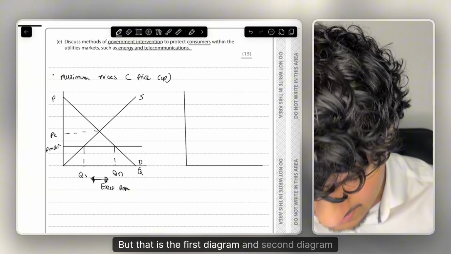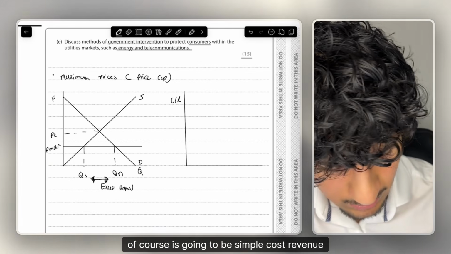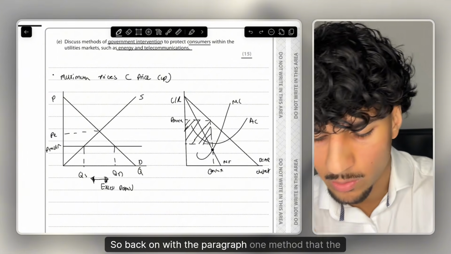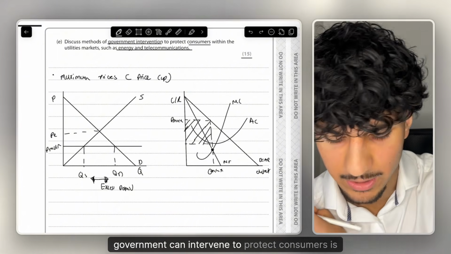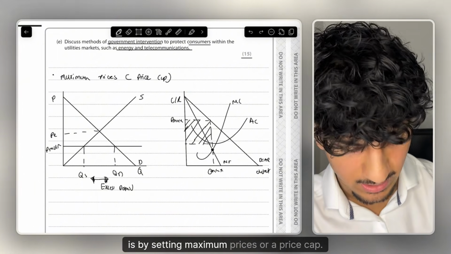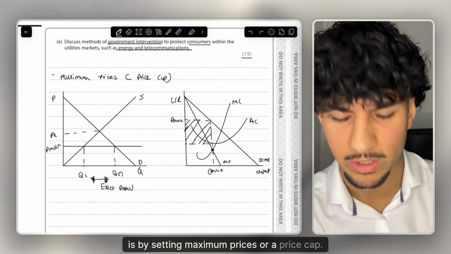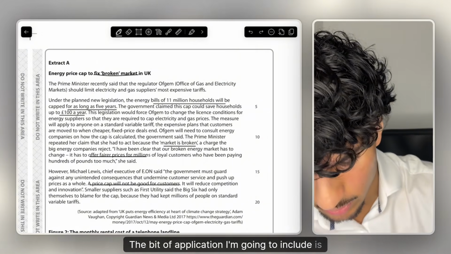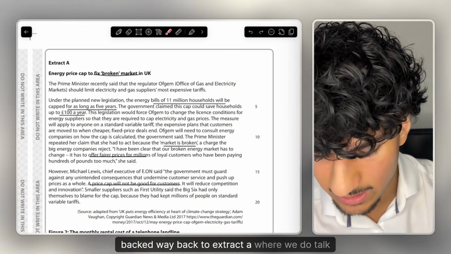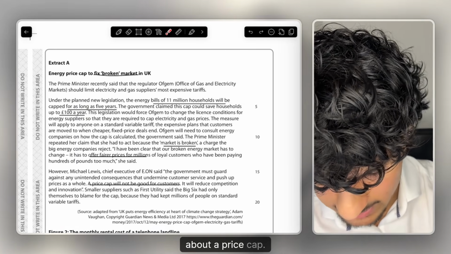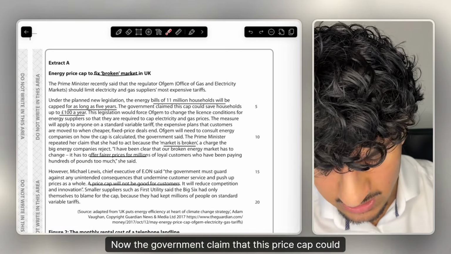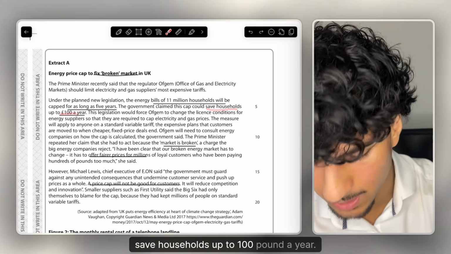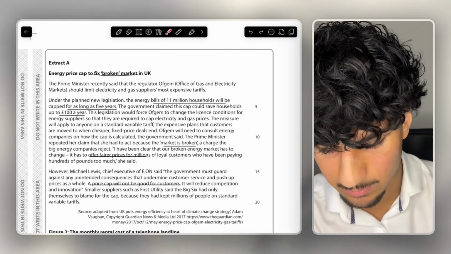But that is the first diagram, and the second diagram, of course, is going to be a simple cost revenue diagram. So back on with the paragraph. One method that the government can intervene to protect consumers is by setting maximum prices or a price cap. And the bit of application I'm going to include is way back to extract A, where we do talk about a price cap, where the government claimed that this price cap could save households up to £100 a year, and that is a bit of application I am going to use.